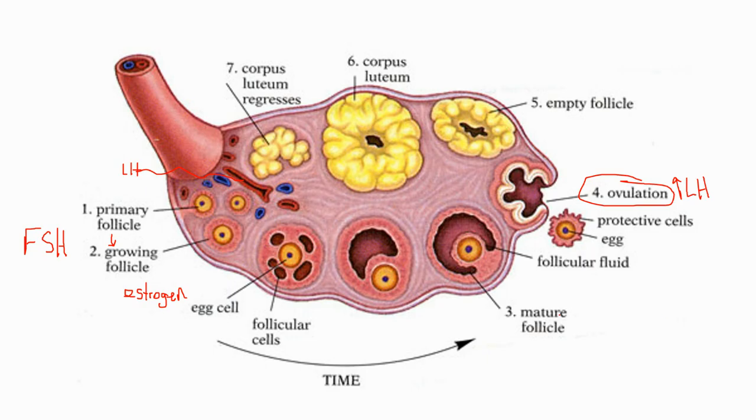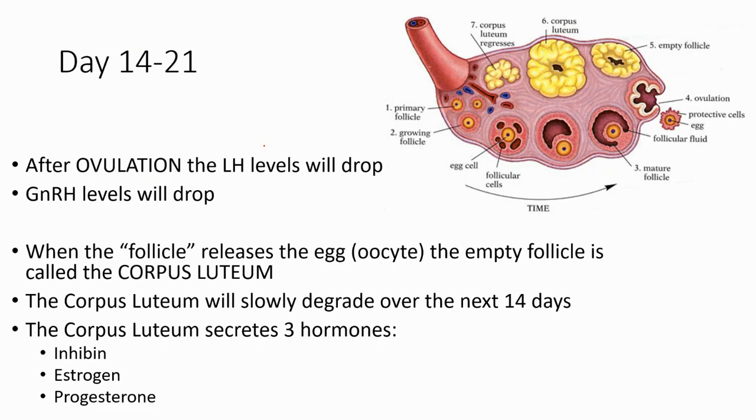So now we're at day 14. Once ovulation has occurred, meaning the egg has been ejected from the ovary, you're left with now an empty follicle, and that is called the corpus luteum. And that corpus luteum will then be absorbed back into the ovary. It's not going anywhere. So after ovulation, obviously the luteinizing hormone levels are going to drop, and the gonadotropin releasing hormone is going to drop. That's again letting you know, hey, quit making luteinizing hormone and follicle stimulating hormone. We don't need those hormones anymore. We've ejected a mature egg.